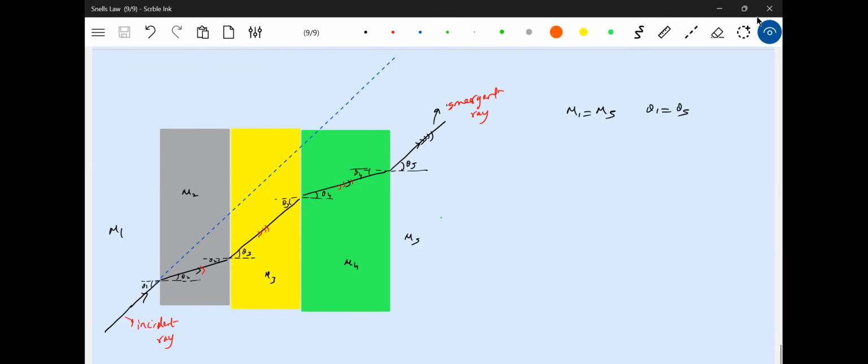So let me end the class. This was only the theoretical part. In the coming class, we'll see how the application of this will come.